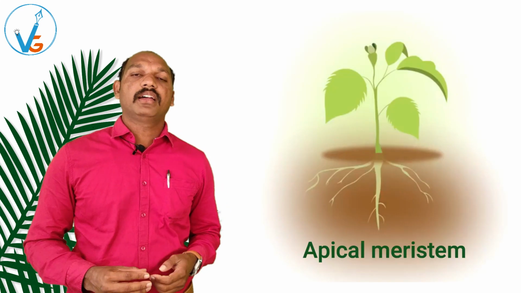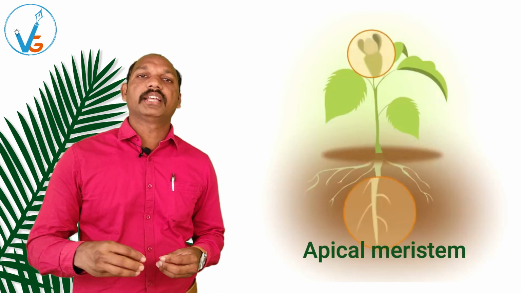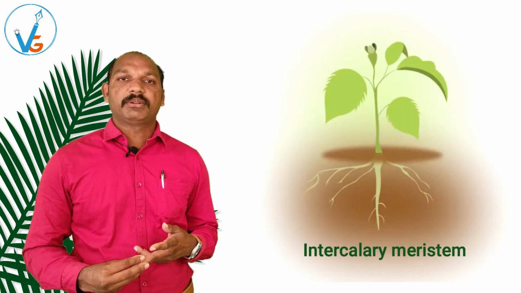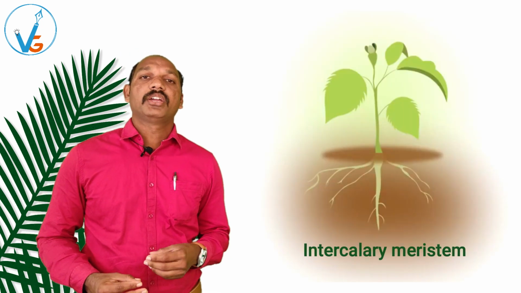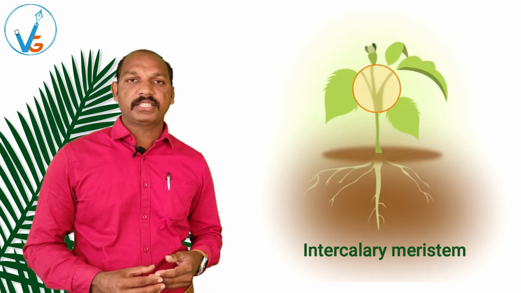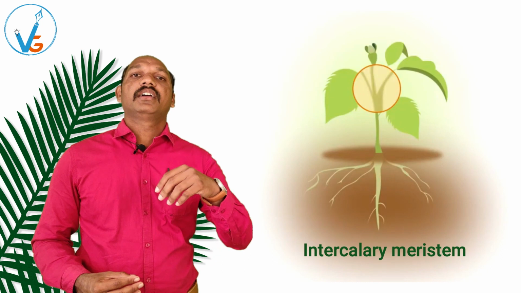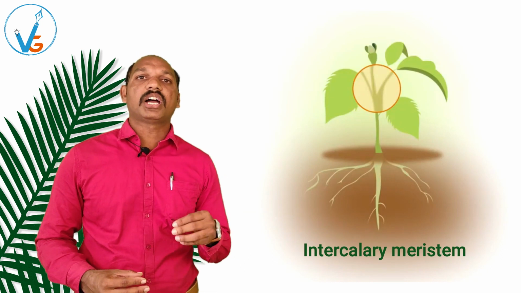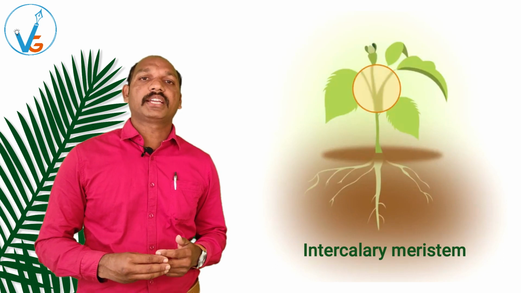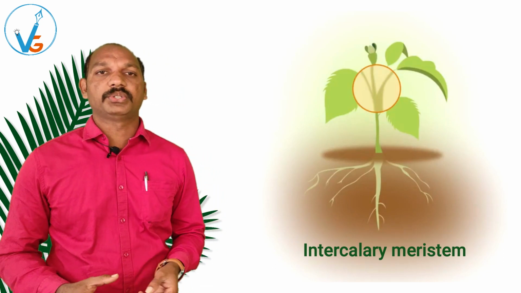The apical meristematic tissue will bring the growth in the length of the stem. And next one is intercalary meristematic tissue, the area where growth of the branching takes place and where the leaf emerges or a stalk of a flower emerges. Such tissue is known as intercalary meristematic tissue.